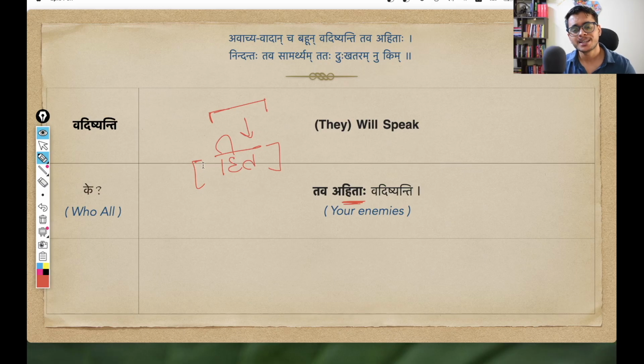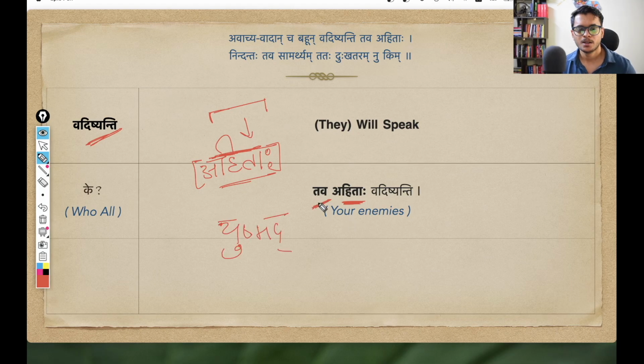That is hita. Now if we negate it, it becomes ahita. This ahita means one who does not wish for your welfare. So basically it means one who is your enemy, your shatru, your ripu, as we say in Sanskrit. And we are talking about multiple people. Vadishyanti is bahuvachanam, plural, so this form also is in plural. It is prathama vibhakti bahuvachanam. So ahitaha.